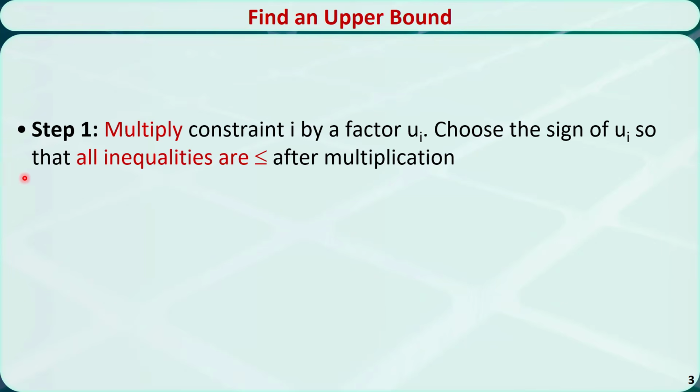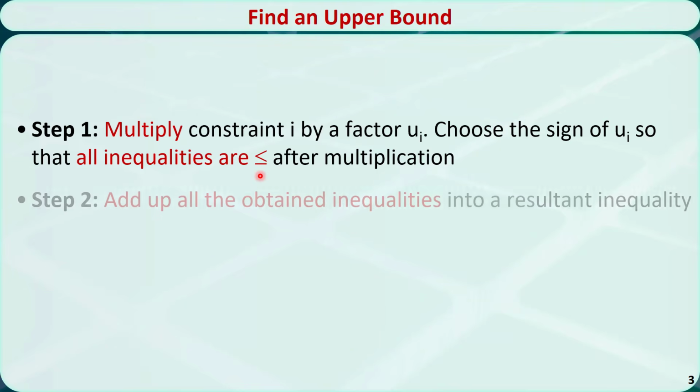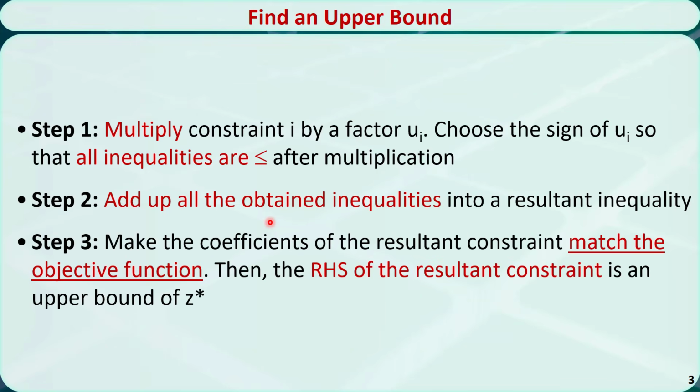In order to find an upper bound, we need to go through the following three steps. Step 1. Multiply constraint i by a factor ui. Choose the sign of ui so that all inequalities are less than or equal to after multiplication. Step 2. Add up all the obtained inequalities into a resultant inequality. Step 3. Make the coefficients of the resultant constraint match the objective function. Then the right-hand side of the resultant constraint is an upper bound of Z star.